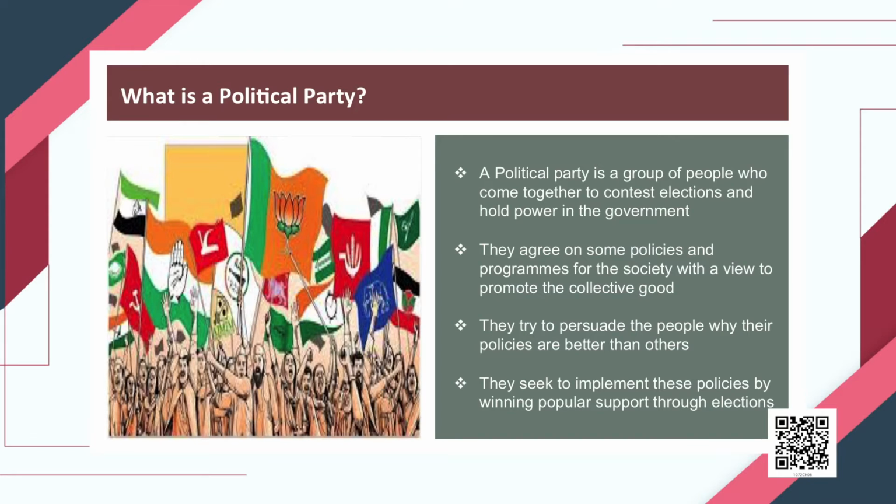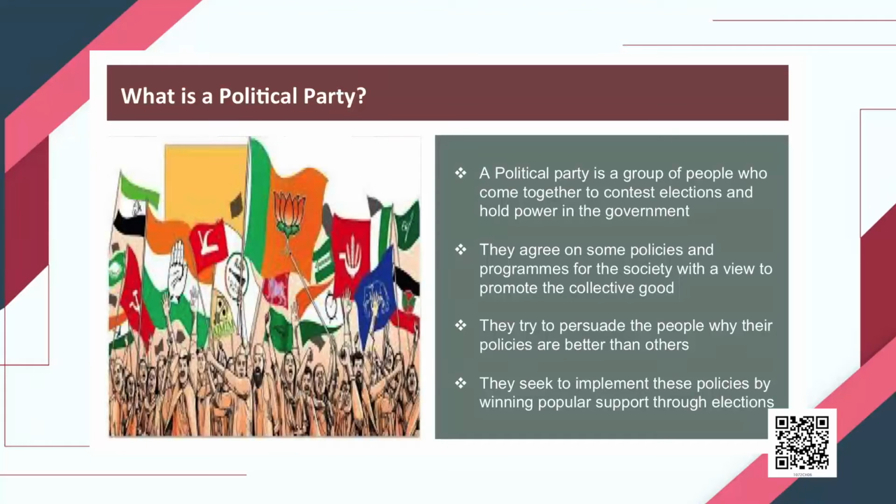A political party is a group of people who come together to contest elections and hold power in the government. They agree on some policies and programs for the society with a view to promote the collective good. Since there can be different views on what is good for all, parties try to persuade people why their policies are better than others. They seek to implement these policies by winning popular support through elections.